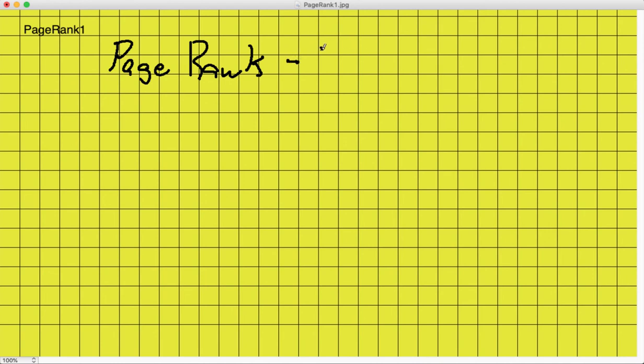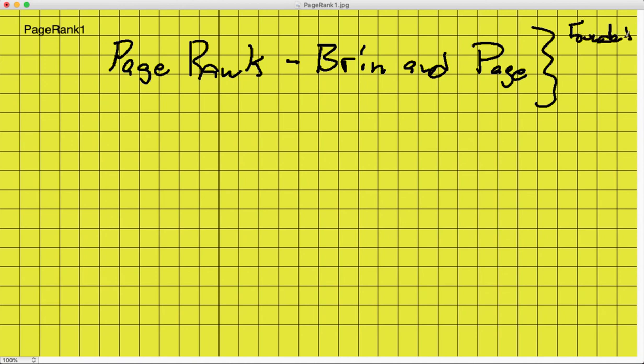PageRank was based on some work by Brin and Page. These are the guys that founded Google. And this was all based on a paper that they wrote while they were both graduate students at Stanford, working on their PhDs. They never finished them. I'm not sure they ever finished their master's degrees, but they did go ahead and start Google. And a lot of what Google is based on is this thing called PageRank.